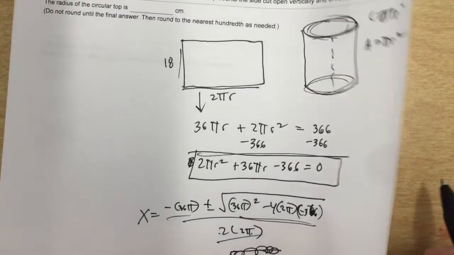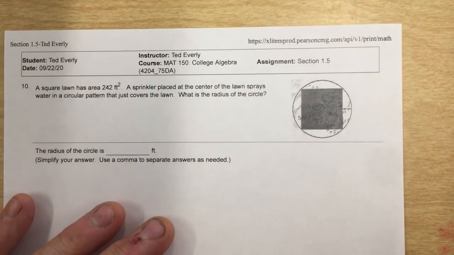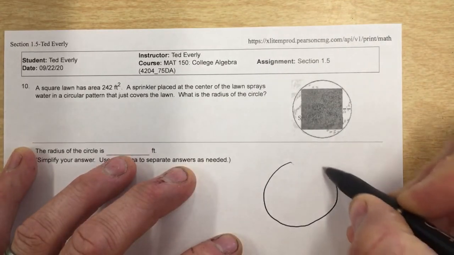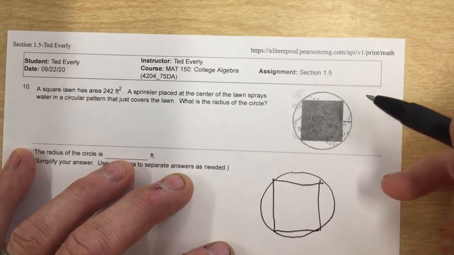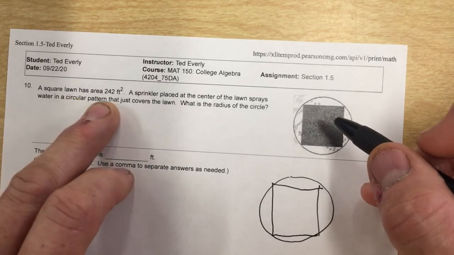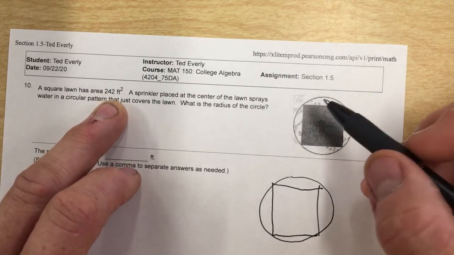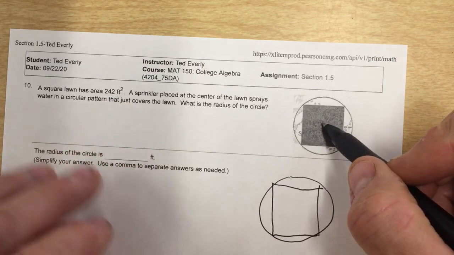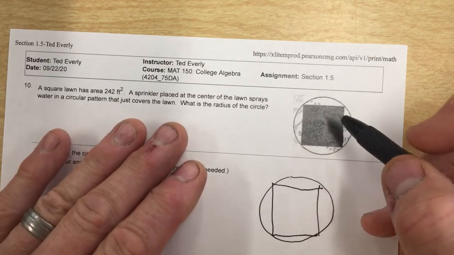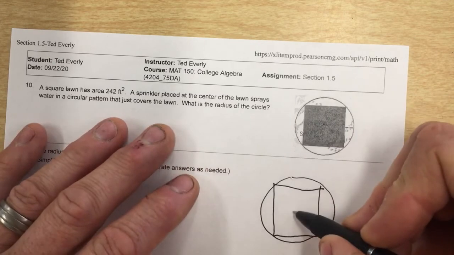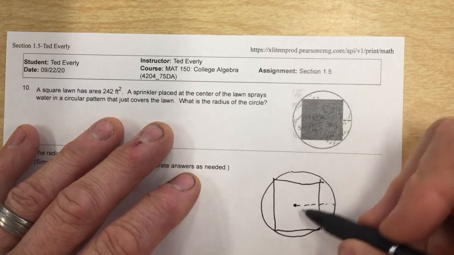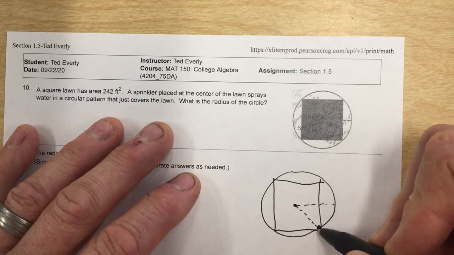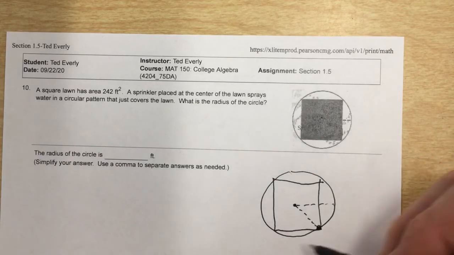Okay. Now, one last one we're going to do, and this one here I might need to draw it over. We've got this square property. Square lawn has 242 square feet. A sprinkler placed at the center of the lawn sprays water in a circular pattern that just covers the lawn. What's the radius of the circle? So see, we have this sprinkler here, and it shows it coming here to this edge of the circle, but it'd be best going to this corner down here where all 3 of these would meet.